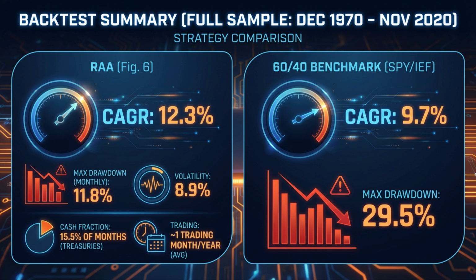Now, the results, as reported in the paper. Over the full sample from 1970 to 2020, the final RAA rule set shows about 12.3% annualized return with an 11.8% maximum monthly drawdown and about 8.9% volatility. The strategy was in its defensive treasury stance about 15.5% of the time, so most months it stayed invested in the 5-asset mix. The author also notes it's lazy in practice, roughly 1 trading month per year on average. For comparison, the paper lists a classic 60-40 benchmark around 9.7% CAGR with about 29.5% max drawdown.